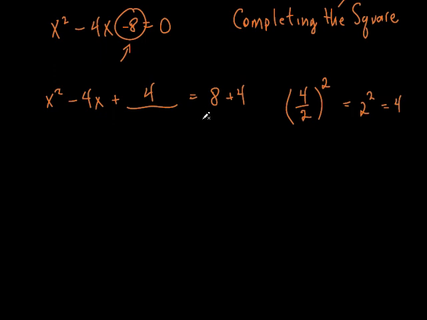Does it make sense? All right, so I added a 4 to the left side. I'm going to have to do the same thing to the other side. Why? Because that's what my rule of algebra says. Whatever I do to one side, I have to do to the other side.